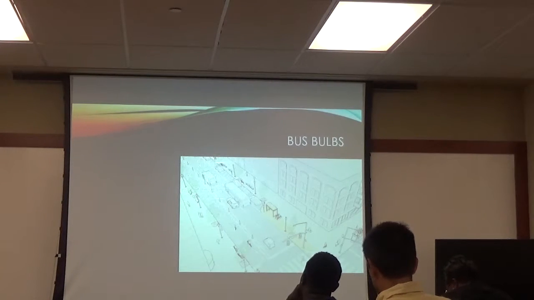And then bus bulbs, they're just a way to protect people who are at a bus shelter or people that are waiting. So putting this further out, what it does is it takes away a lane of traffic and protects the people a little bit better who might be waiting at that shelter.